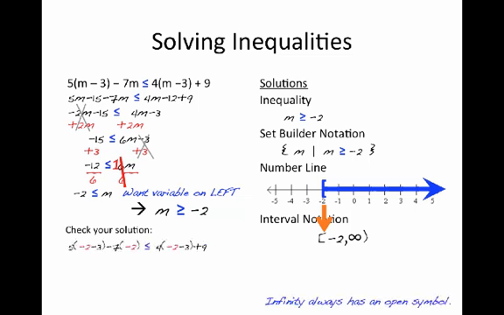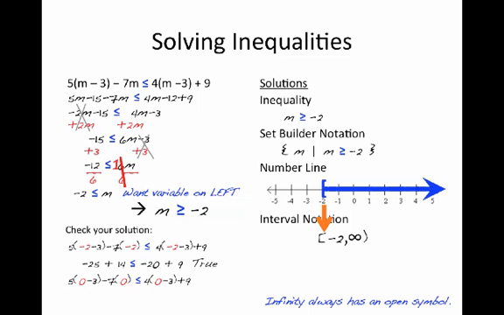I can check my solution. Let's try negative 2. If I plug in negative 2 and do the math, that negative 2 minus 3 is a negative 5. Negative 5 times 5 is negative 25. Negative 7 times negative 2 is 14. On the right-hand side, negative 2 minus 3 is negative 5. Negative 5 times 4 is negative 20.